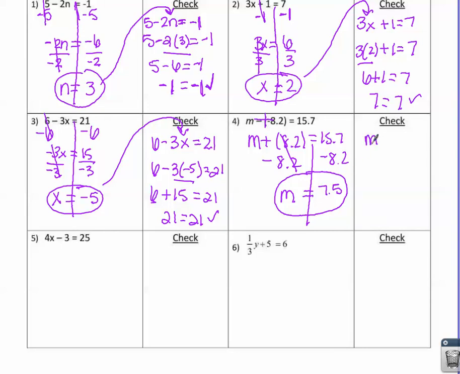But if it starts in a fraction, you want to leave it in a fraction or a fraction reduced. Write down the original problem. I'm going to write down the m plus 8.2 equals 15.7. Substitute what you got in for m. 7.5 plus 8.2 is 15.7. Since you got 15.7 equals 15.7, you know you did the right thing.